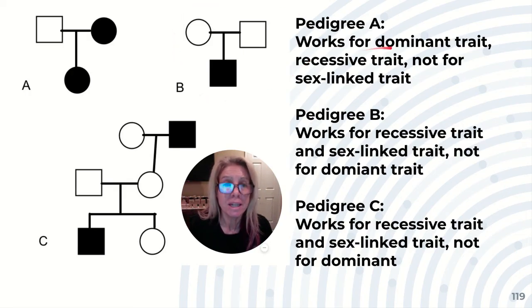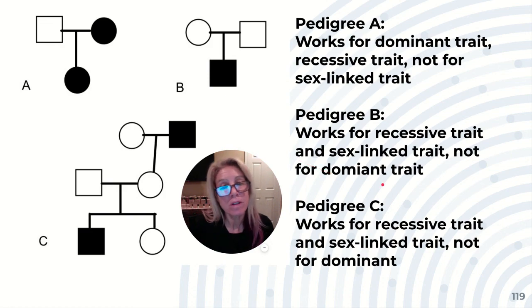So B, it does work for a recessive trait, right? Because they could be big A, little a, and they could have both given the little a. So it works for a recessive trait. Does it work for a sex-linked trait? Yeah. Dad would give the boy a Y, and mom could give the boy X little a and end up giving him that recessive trait.